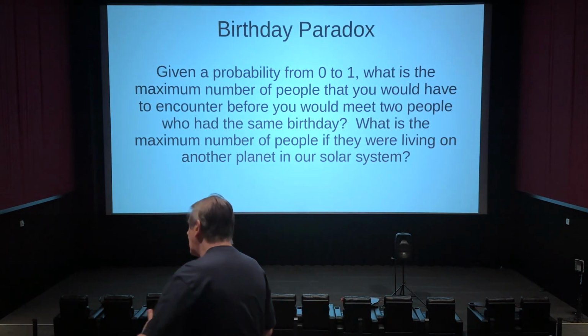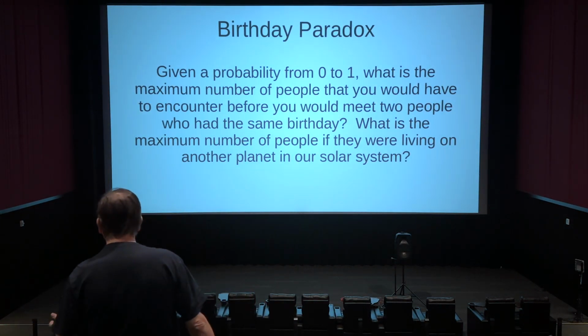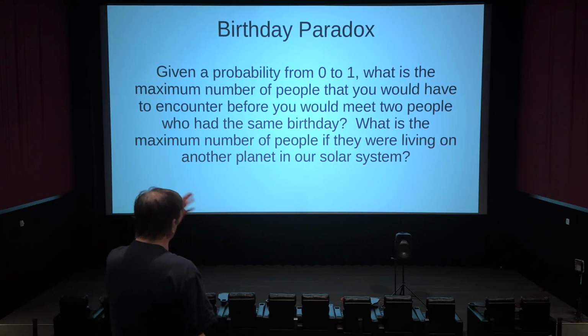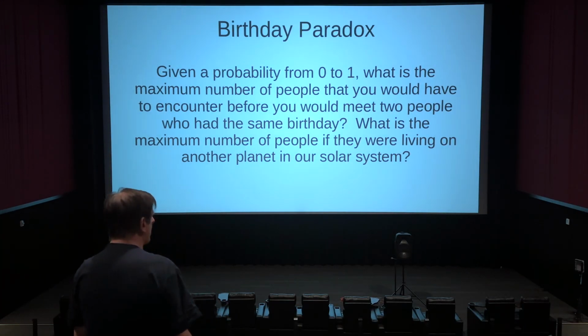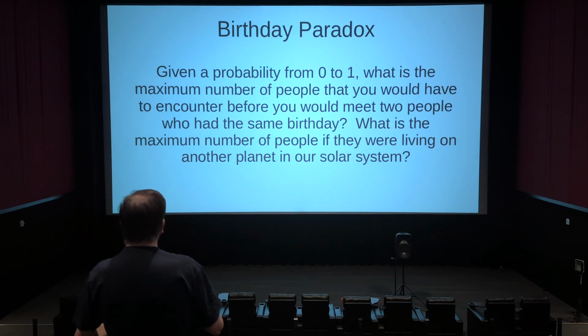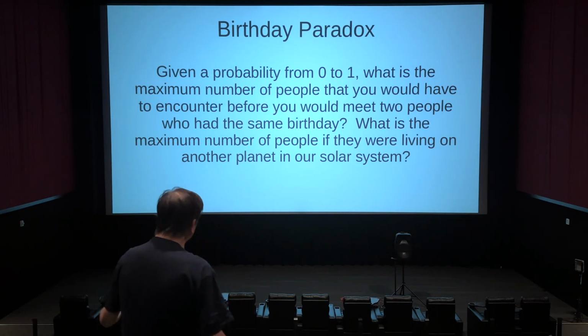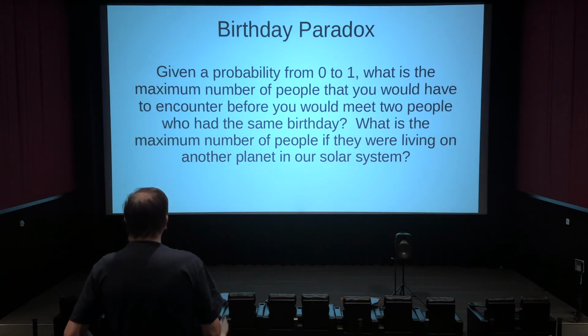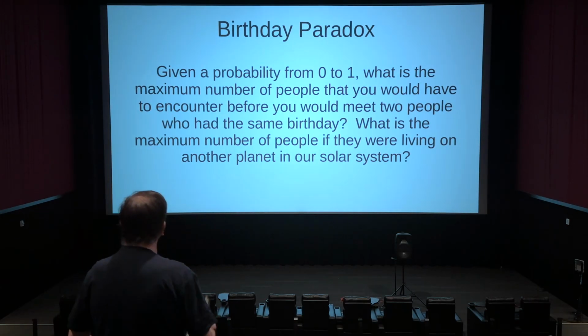So this calculator isn't going to be like adding and subtracting. It's going to be something. I really enjoyed this problem. It's called the birthday paradox. Given a probability from 0 to 1, the user chooses that. What is the maximum number of people that you would have to encounter before you would meet two people who have the same birthday?